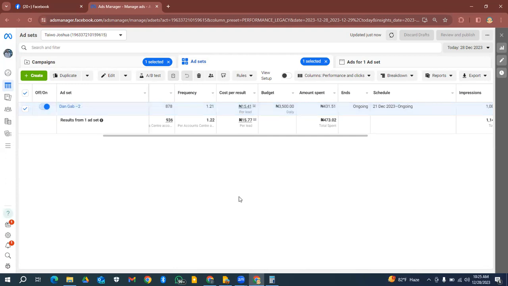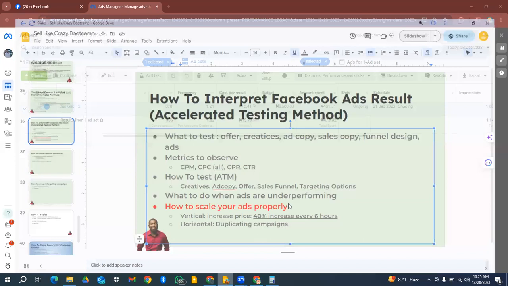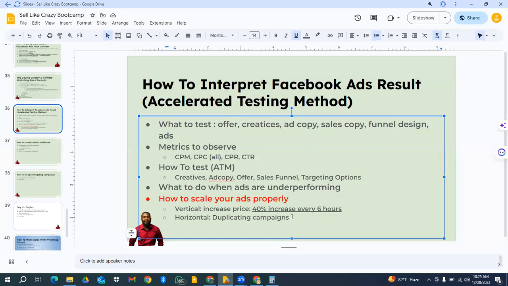So I will be observing as I increase the price. I come here to observe, is it working? Is it still giving me the result it was giving me before? If not, I scale back down. All right. So that is that of horizontal and vertical scaling.